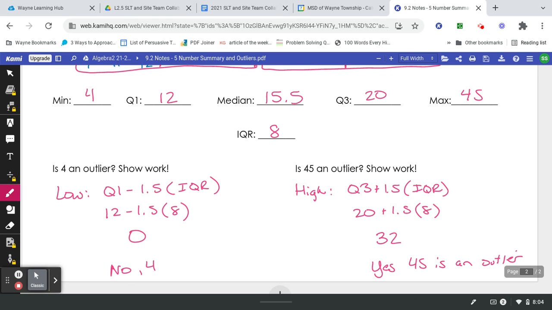Maybe you say no, 4 is not. So you almost want to think about this 0 to 32 as a range. Anything between 0 to 32 counts as data. Anything larger than that, smaller than that, is going to count as an outlier.